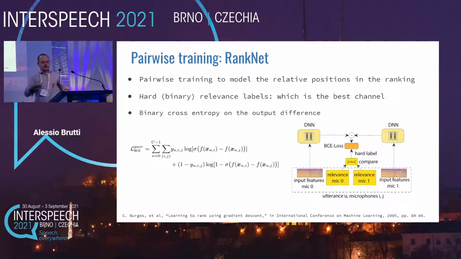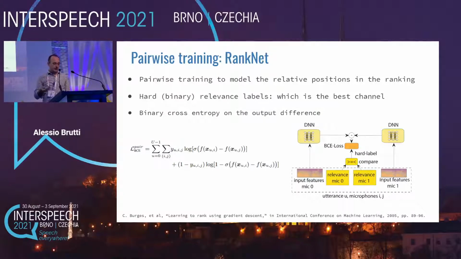For example, in this case, if the best microphone is microphone 0, the model will learn to give a little bit higher score to the features coming from microphone 0 and a little bit lower score to the features coming from microphone 1. So this is in the direction that we wanted to go.